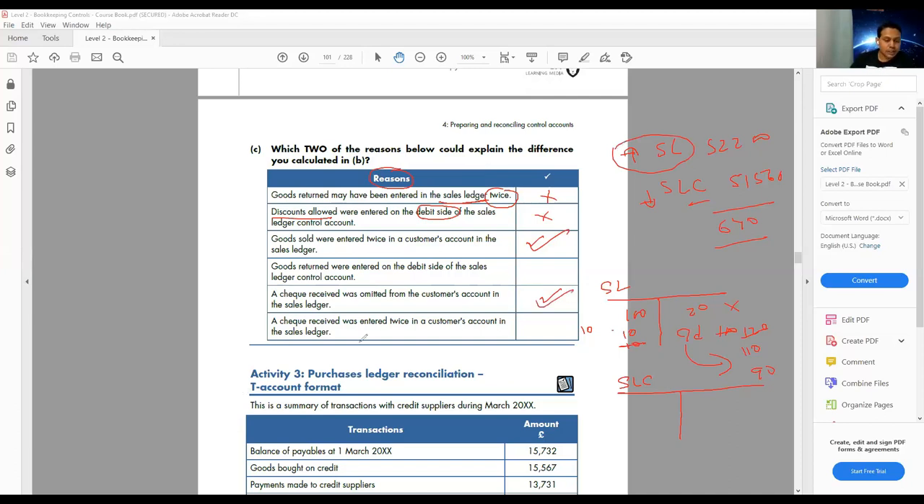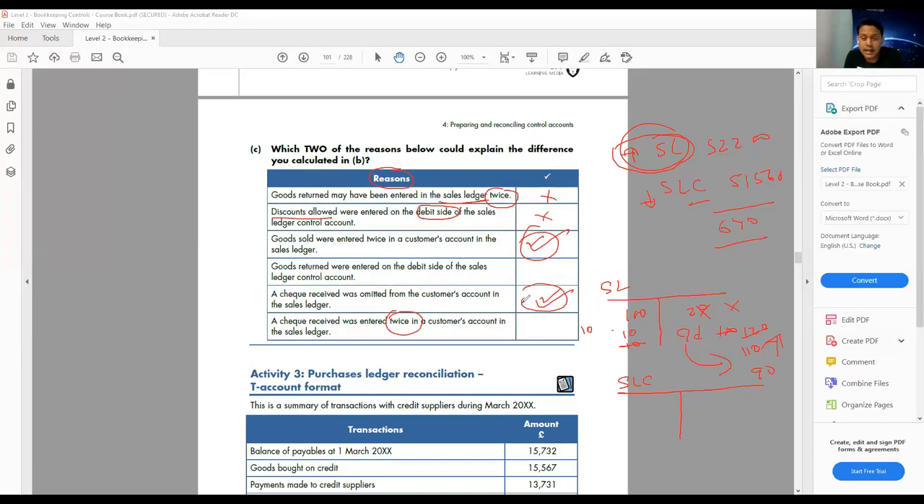And the cheque received was entered twice in the customer account in the sales ledger. So no, I don't want to make it more up. They said twice, which means if I cancel one, my balance will go more up. This is already up, so I don't want that. So these two are the reason. Very well done, Abdul, and very well done, Maha. These two are the reason.